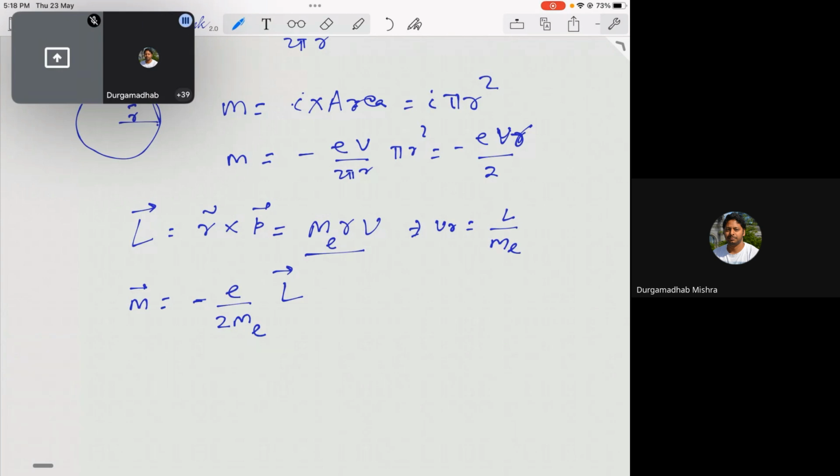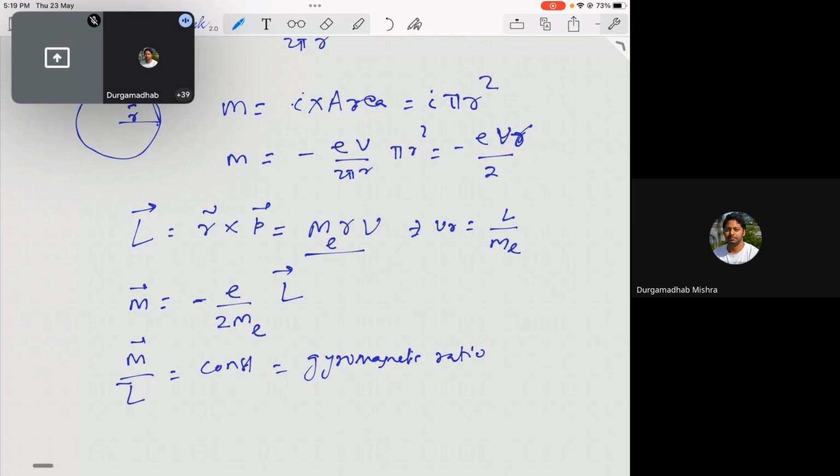This ratio of the magnetic moment to the orbital angular momentum, this m by L, is also known as the gyromagnetic ratio, which is a constant. If I look at this m by L, it is a constant, since only e and m_e are there. So this is known as the gyromagnetic ratio.